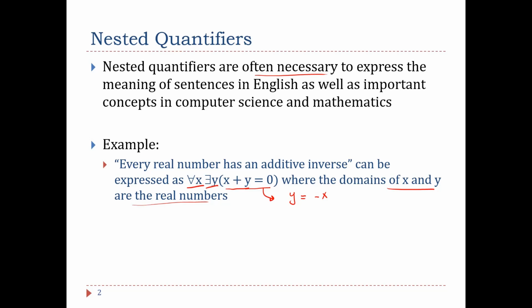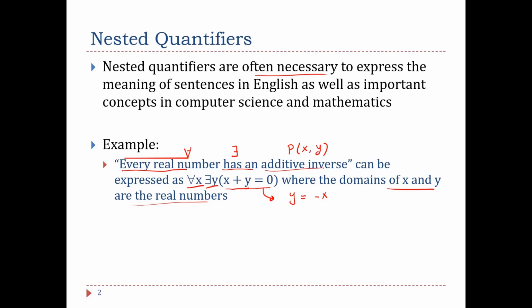So notice how we nested the quantifiers in a very specific order. Since the sentence was saying that every real number has an additive inverse, there exists another element such that that element is the additive inverse. So we nested the quantifiers in this order: a universal quantifier first, then an existential one, and then the property afterwards.